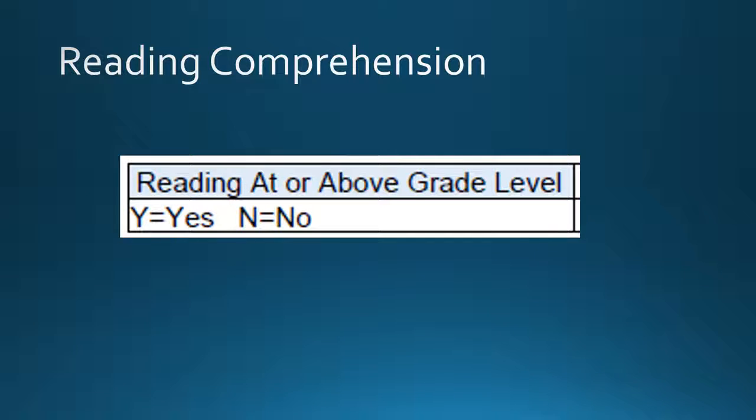Also on the report card, each grade level has an area where we need to indicate whether students are at or above grade level. So you will see that your student will either have a Y for yes or an N for no. And that's looking at all of their reading skills and seeing if they're on grade level for this time of the year. And then the next trimester, you'll also see that in the fall. At the end of the year, they'll also have that indicated.